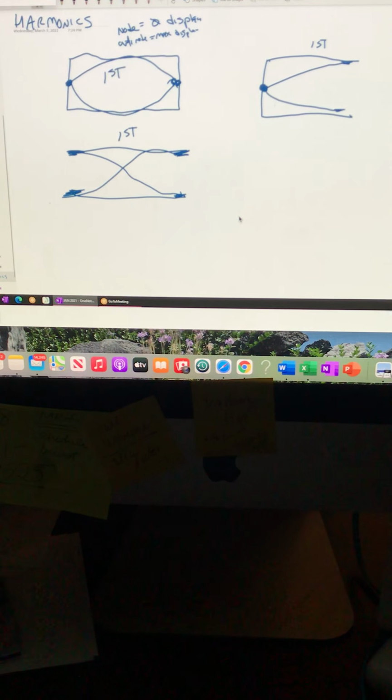So I need you to understand how to draw the first harmonic because they'll say which line depicts the first harmonic, and you're supposed to be able to understand what it looks like. It's basically the longest wavelength that can fit in the pipe.